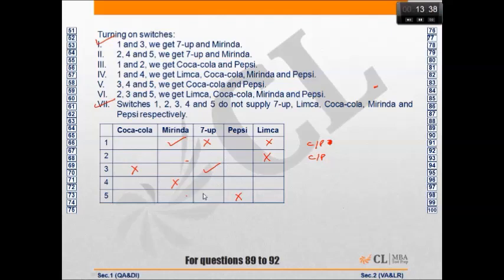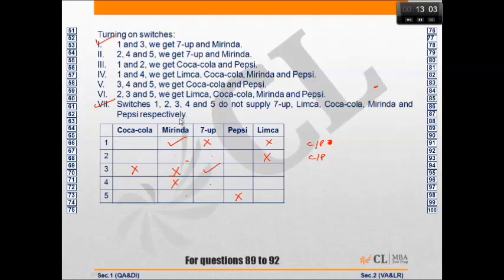Okay. That doesn't help at all. 2, 4, 5 we get 7-Up and Mirinda. That means between 2, 4 and 5, one of them should be giving us Mirinda. Only one will give Mirinda, the others will not. 2, 4 cannot, that means this cannot be these three. Okay, perfect. And 7-Up, again, 1 out of these 3. So these 3 will be okay.